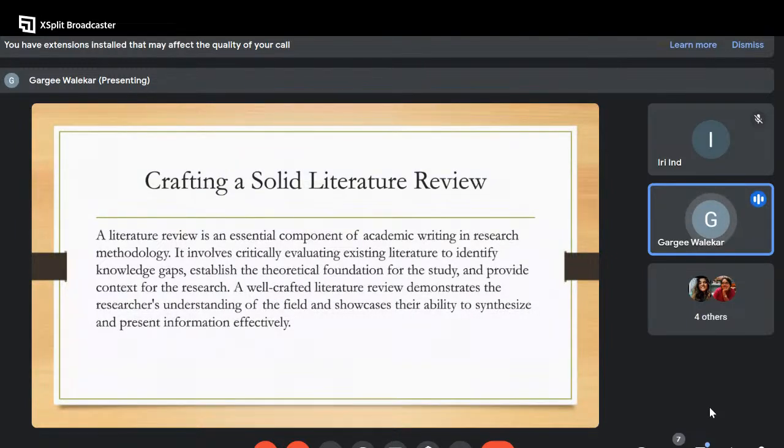It also helps situate the study within the broader academic context, and this is very important, showcasing the researcher's awareness of the intellectual landscape, and he knows what he's delving into and what the previous researchers have been talking about. So basically, in a sense, a strong literature review not only informs the direction of the current research, but also establishes the researcher's credibility and expertise in the field that he's chosen.